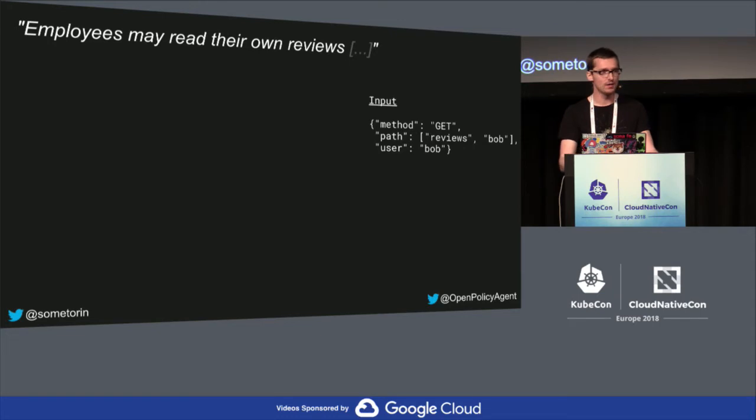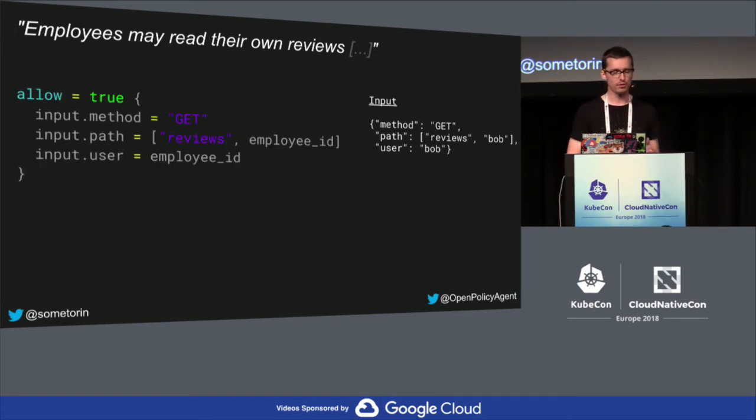Now, I've represented the path as an array here because OPA's language allows you to do pattern matching on data, and you'll see that in a second. So the first thing we're going to do is create this rule called allow that you saw a minute ago.